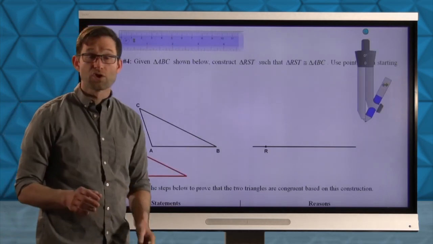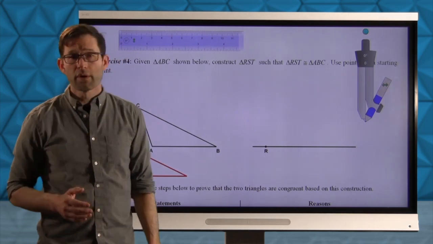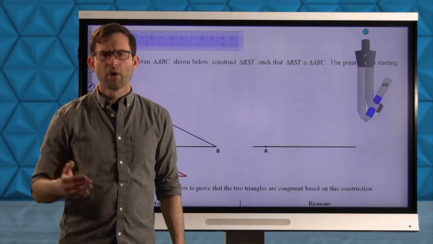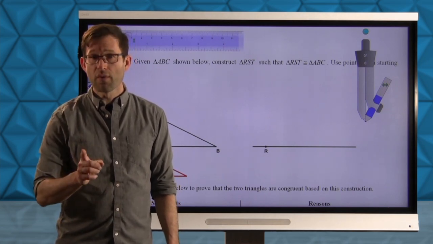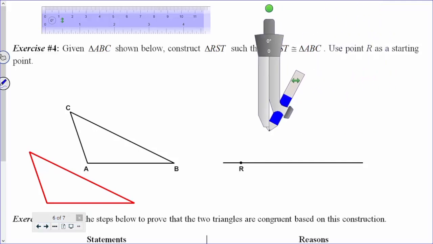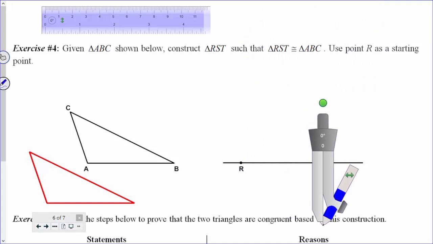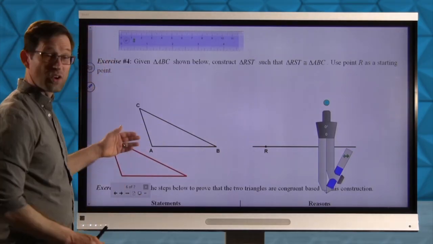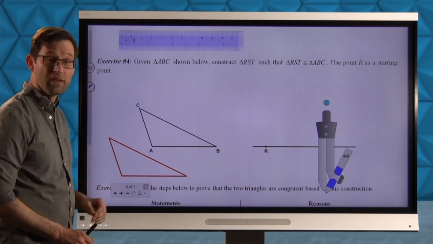Okay, one more construction. And again, if all of these look familiar, they should. We did them back in Unit 1 in a lesson that I think I called constructing a triangle given its sides. So let's do that last little piece. Exercise number 4. Triangle ABC, shown below. Construct triangle RST such that triangle RST is congruent to triangle ABC. Use point R as a starting point. All right, so I want to create a triangle over here, RST, that's congruent or identical to triangle ABC.